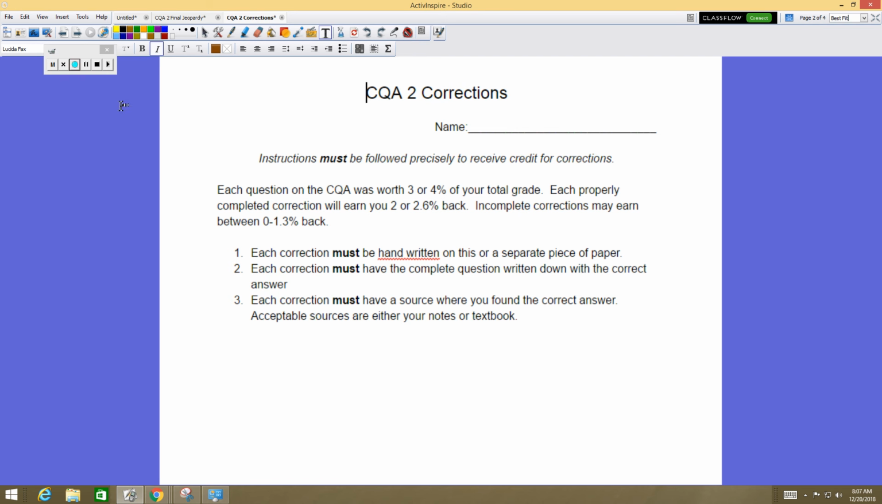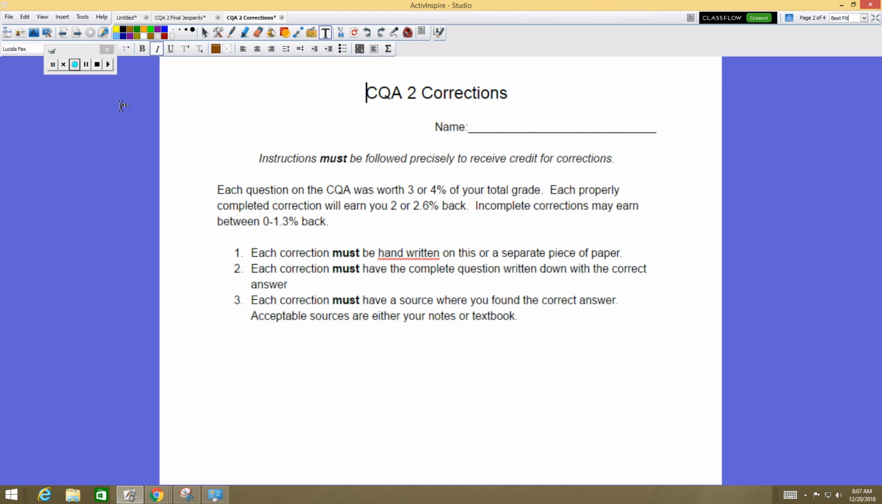Now, each question on the CQA was worth 3 or 4% of your total grade. Multiple choice were worth 4, everything else was worth 3. Each properly completed correction will earn you 2 or 2.6% back, so you can get 2/3 of your credit back. So if you got a 50 on the CQA, you lost 50 points. Well, 2/3 of 50 is about 33 points. So if you did all the corrections correctly, you could earn 33 points back and take that F to a B. That is how big of a deal corrections are.